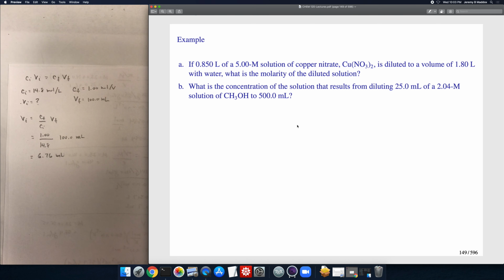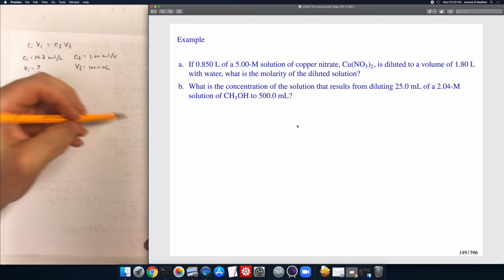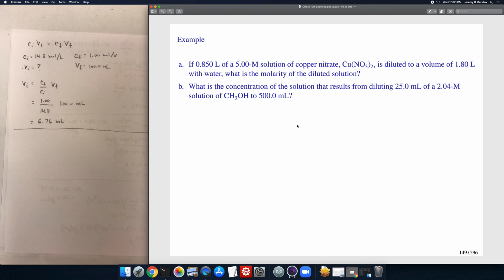Yes, so in this problem we're solving for a different quantity. We have 0.850 liters of a 5 molar solution of copper nitrate, and then it's diluted to a new volume of 1.8 liters. So the volume is being increased from 0.85 to 1.8. That's going to cause the initial concentration to decrease. And they want us to find the molarity of the new solution after we've diluted it.